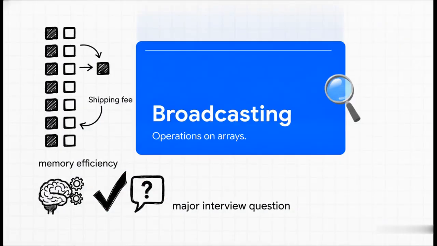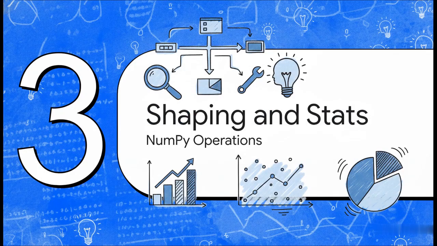Now, what's really interesting here is a critical concept called broadcasting. Simply put, this is performing operations on arrays of different shapes. So imagine you have an array of 1,000 different product prices, right? And you need to add a flat $5 shipping fee to all of them. Instead of making you build this identical 1,000-item array of just the number 5, NumPy brilliantly broadcasts that single $5 value across the entire larger array automatically. It is ridiculously memory efficient. It's also, by the way, a major interview question for data roles, so for sure lock this concept into your memory. Okay, up next, section 3, shaping and stats.